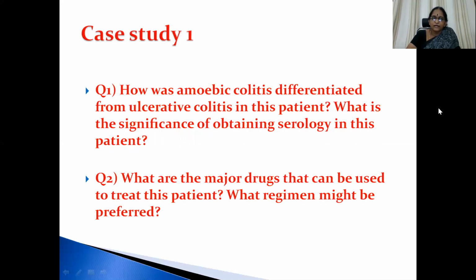So the questions are these. There are only two case studies that I have given. It is lengthy, but it is very easy if you pay attention to it. How was amoebic colitis differentiated from ulcerative colitis in this patient? What is the significance of obtaining serology in this patient? Why do we need to do this? And what are the major drugs that can be used to treat this patient? What regimen might be preferred in this case?